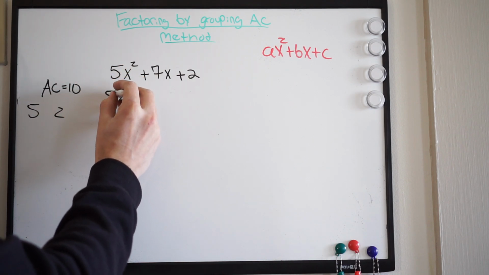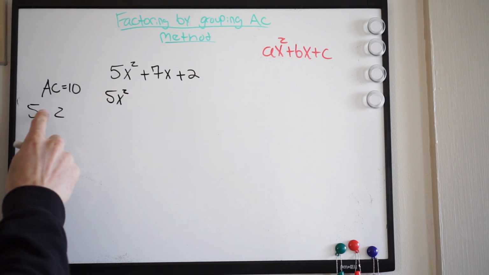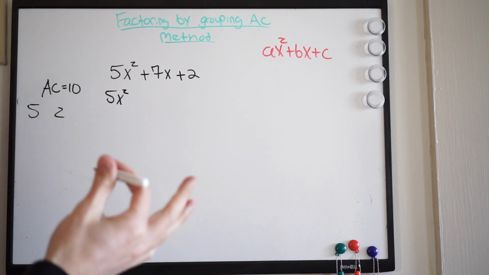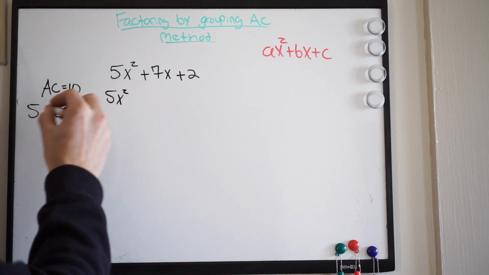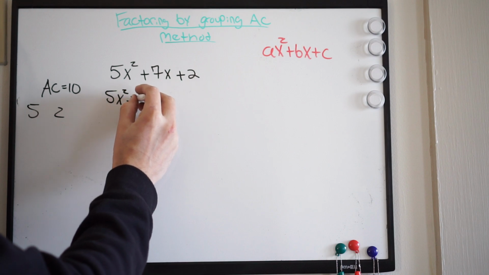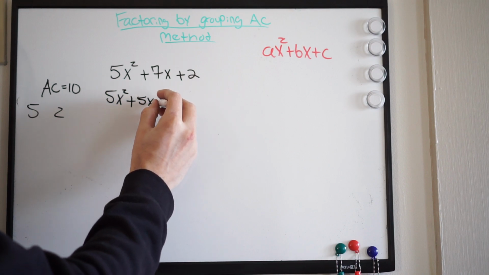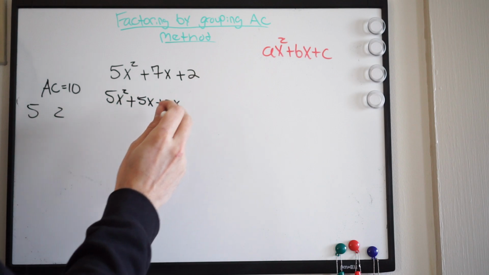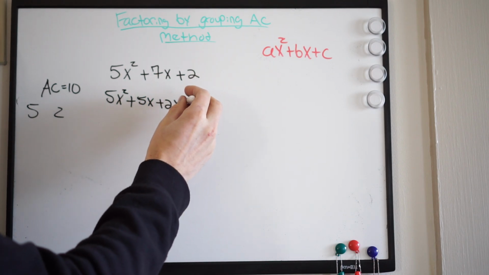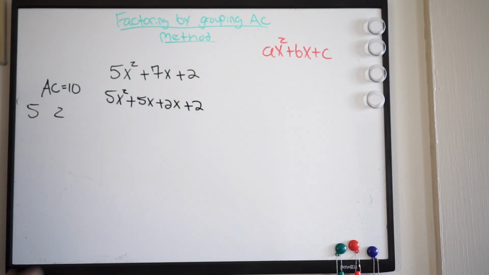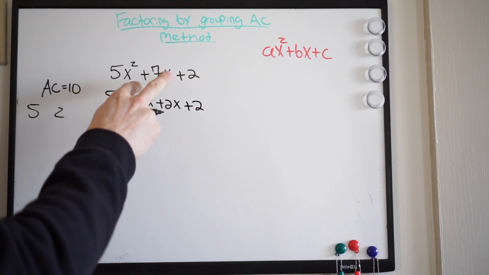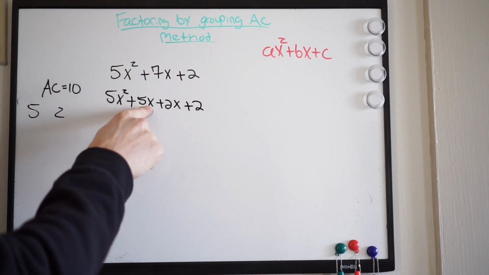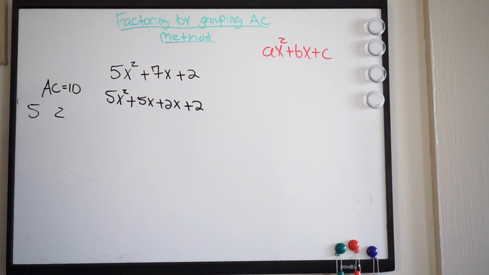So we have 5x squared. And then at this part right here, we're going to write, and it doesn't matter the order, you could write the 2 first or the 5, it does not matter. I'm going to just start with a 5, so plus 5x, and then plus 2x, and then plus 2. Notice that we did not change anything mathematically. Okay, we just broke apart this 7 right here. So 5x plus a 2x equals 7x.